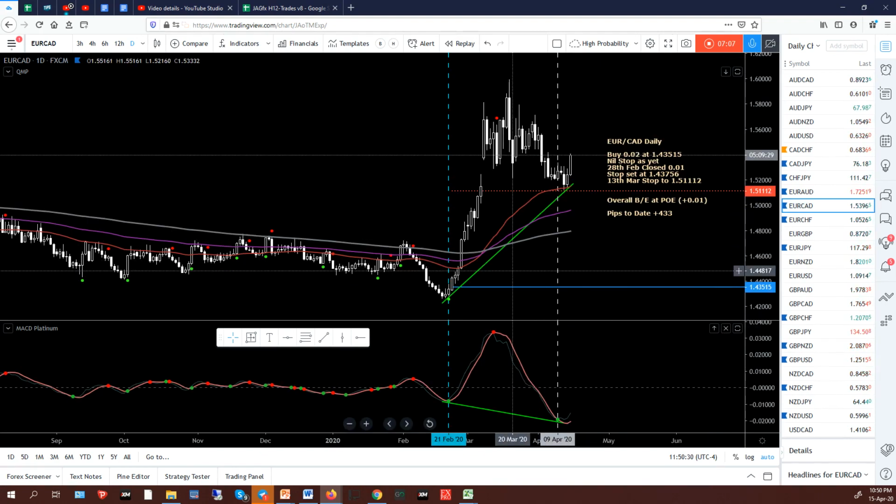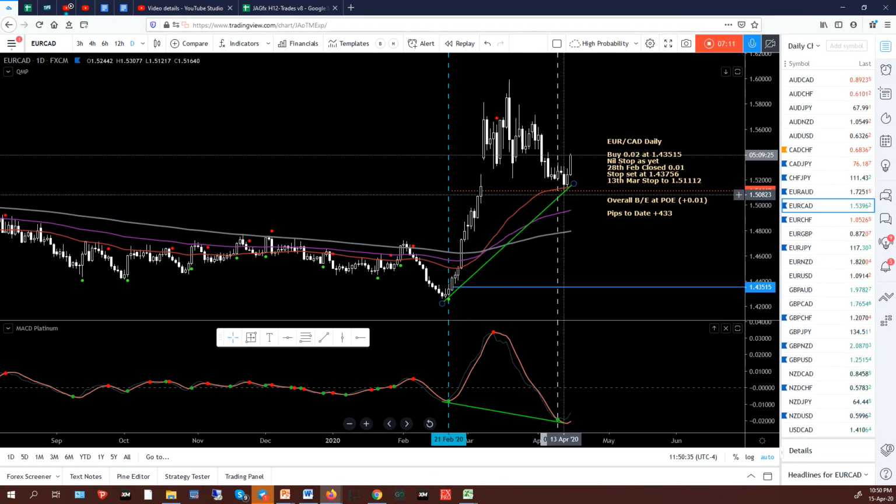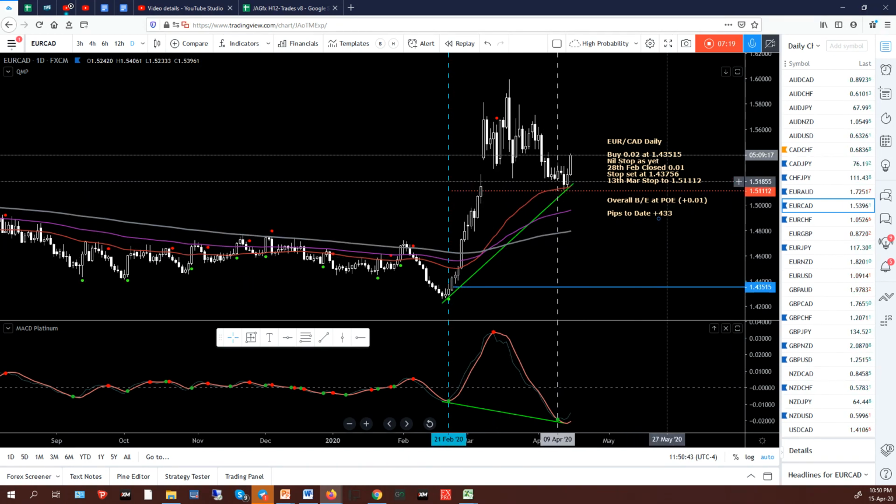Euro CAD, same sort of deal. Took a buy down here. Great place to take it. And possibly setting up for a second buy. Hidden bullish divergence, possibly setting up. Got to be confirmed. Stop in place for this buy here. So it's looking all right.